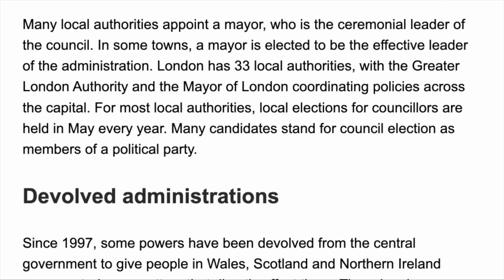Many local authorities appoint a mayor, who is the ceremonial leader of the council. In some towns, a mayor is elected to be the effective leader of the administration. London has 33 local authorities, with the Greater London Authority and the Mayor of London coordinating policies across the capital. For most local authorities, local elections for councillors are held in May every year. Many candidates stand for council elections as members of a political party.